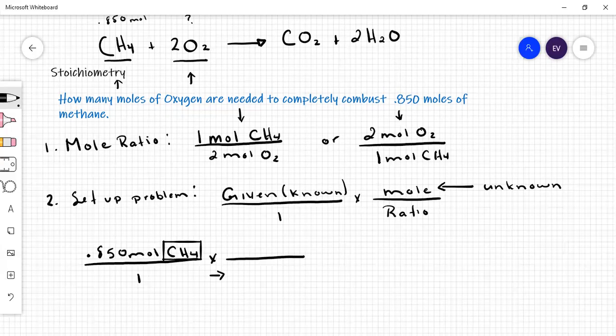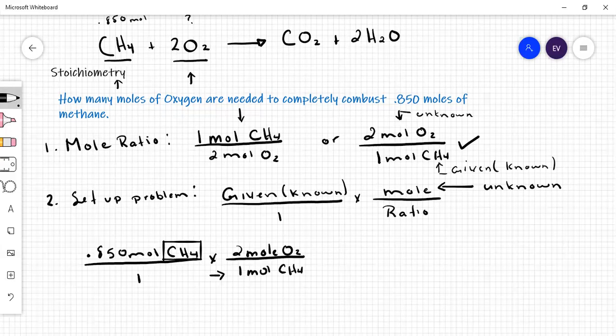So in this problem, to set it up correctly, I'm going to use this mole ratio for 2 reasons. Reason number 1, it has my unknown at the top. This is my unknown. And the other reason is because my given is at the bottom. We need the given or the known at the bottom so they can cancel each other out. So this is how I know which mole ratio to use. So I'm just going to put it in there exactly as it appears: 2 moles of O2 and 1 mole of CH4.